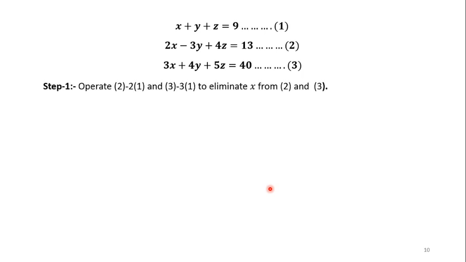Now we come to step number 1. So operate equation number 2 minus 2 into 1. That is, from equation number 2 we will subtract equation 1 multiplied by 2. Then from equation number 3 we will subtract equation number 1 multiplied by 3.